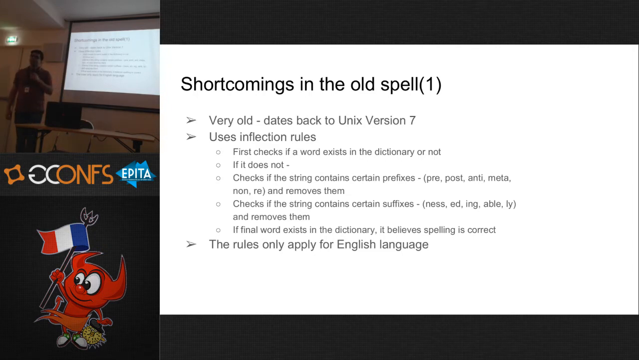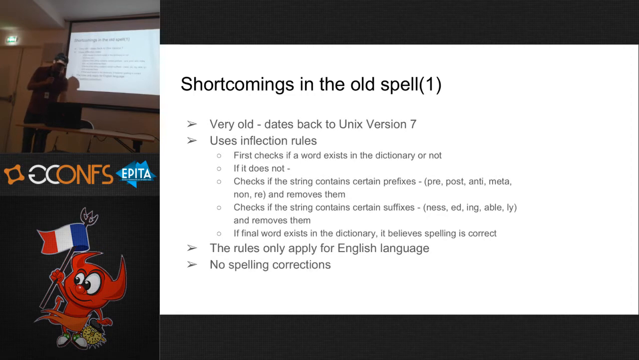Another major drawback is that all these rules are strictly applied to the English language. You probably will not have all these prefixes and suffixes being useful in other languages. So if you want to use the same spell implementation with a different dictionary, it will probably not work unless the language is English or English-like. Another drawback, which I consider a missing feature, is that it does not give spelling correction. It just checks whether this is a correct word or not, but it will not say what the correct spelling should be.